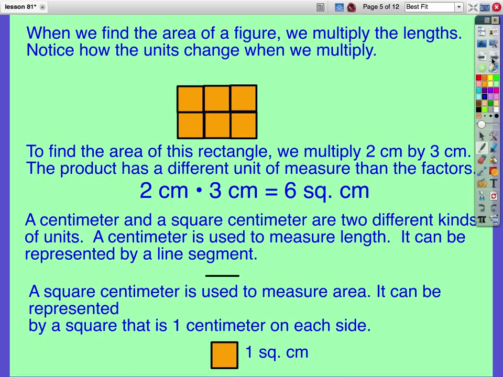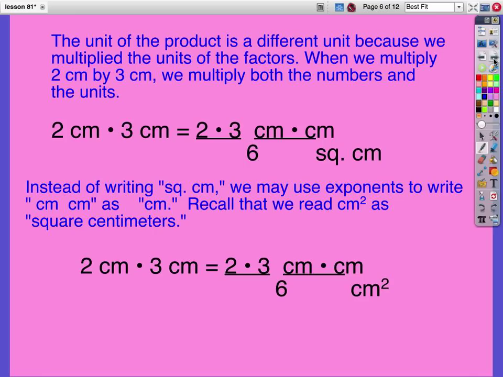A centimeter and a square centimeter are 2 different kinds of units. A centimeter is used to measure length and can be represented by a segment. A square centimeter is used to measure area and it can be represented by a square that is 1 centimeter on each side. So there is a difference between those units. The unit of the product is a different unit because we multiply the units of the factors.